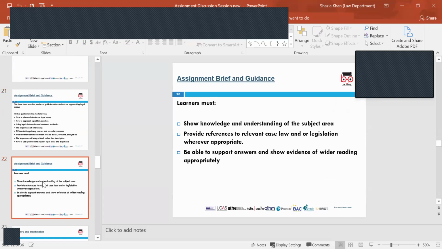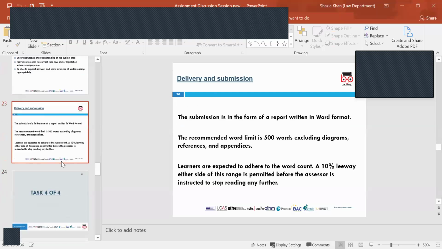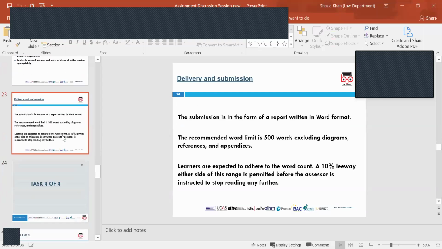The assignment brief and guidance is that the learner must show, again, knowledge and understanding of the subject area, provide references to relevant case law or legislation wherever appropriate, and be able to support answers and show evidence of wider reading. For task 3, the submission is in the form of a report written in Word format. The recommended word limit for task 3 is again 500 words. Because there are 8 parts to task 3, make sure you sort out your words and how much you'd write for each one, because some parts may require more than others.